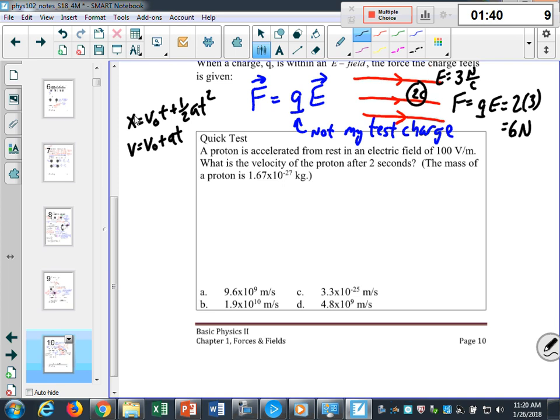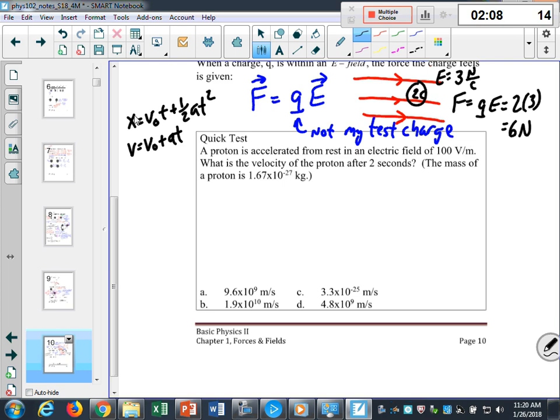Your first step is to find the force. I know the electric field, and I know the charge. What is the charge of the proton? What is it? It's the fundamental unit of charge, right? Electrons and protons have the same charge, and so the charge of a proton is that 1.6 times 10 to the minus 19. So find your force. F is equal to QE.